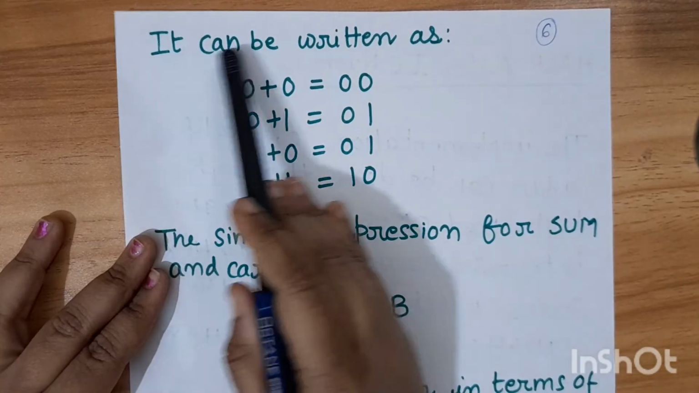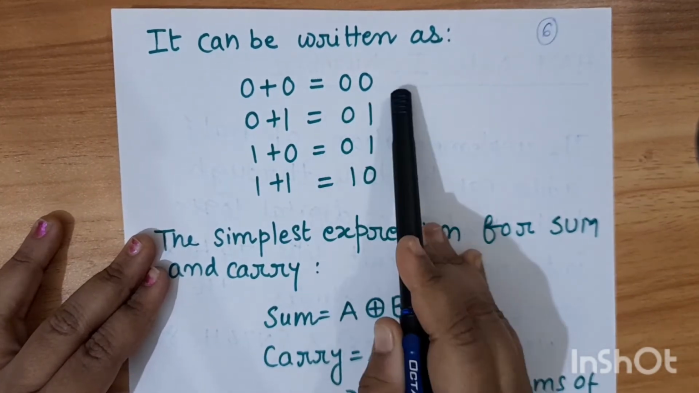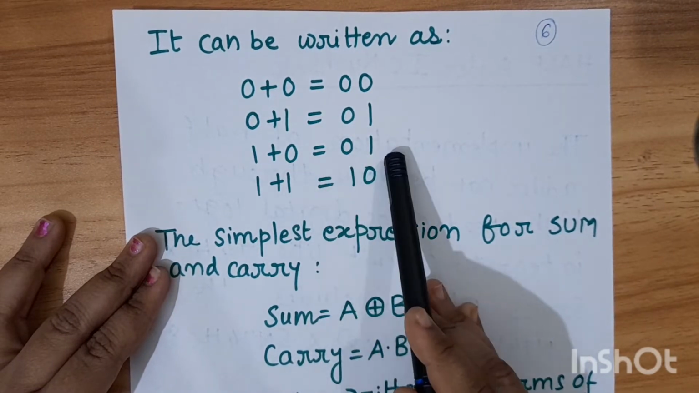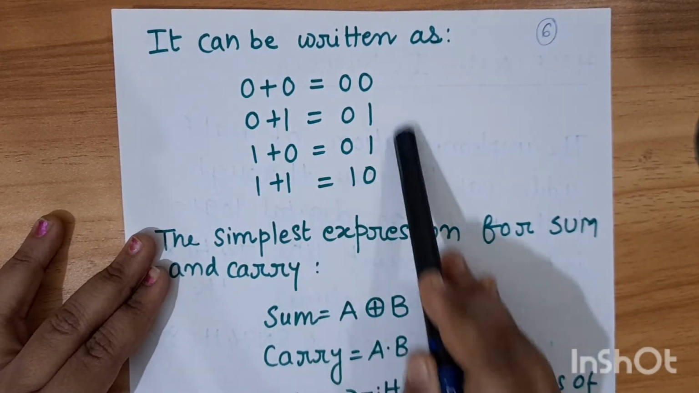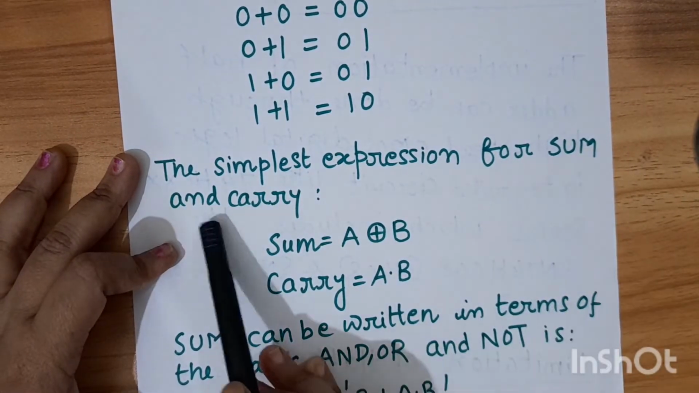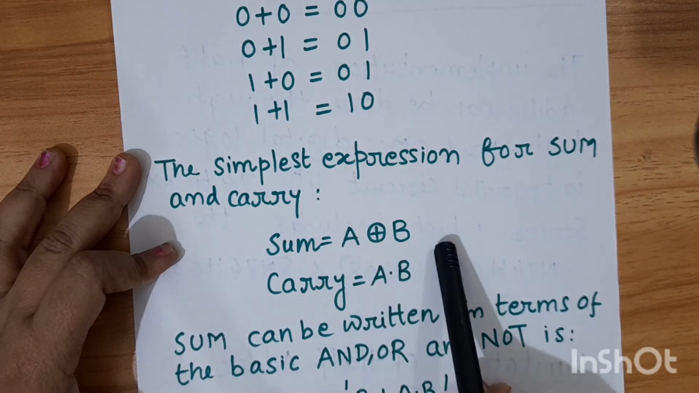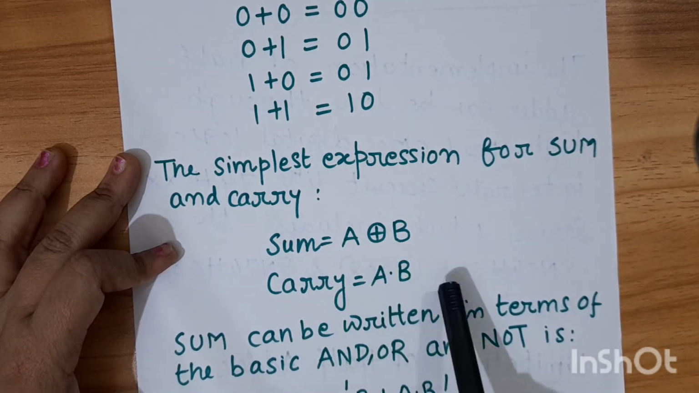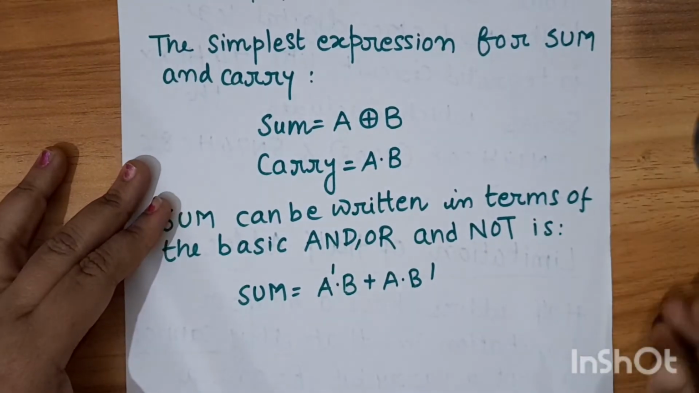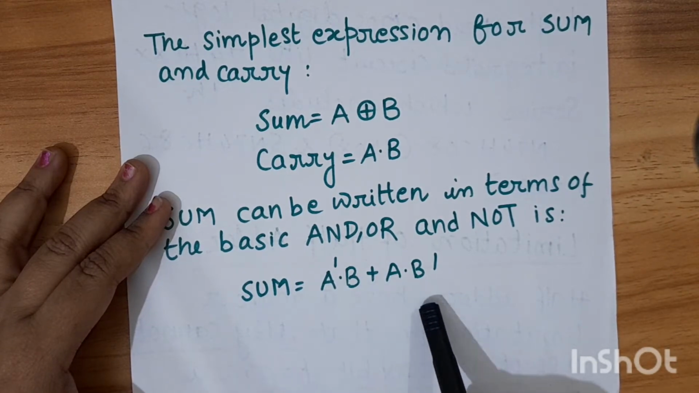For the half adder, it can be written as 2 bits. 0 plus 0 is 0, 0. 0 plus 1 is equal to 0, 1. 1 plus 0 is equal to 0, 1. And 1 plus 1 is equal to 1, 0. This is how the output comes. The simplest expression for sum and carry is written as, sum is A exclusive or B and carry is A dot B. Sum can also be written in terms of basic AND, OR and NOT gates as sum is equal to A bar dot B plus A dot B bar.